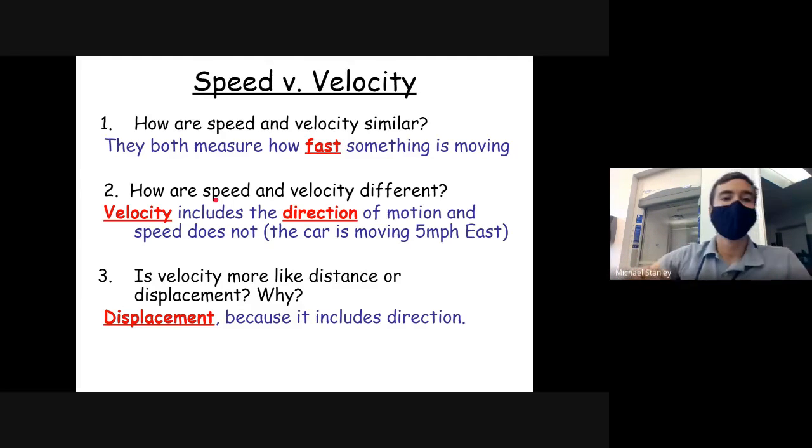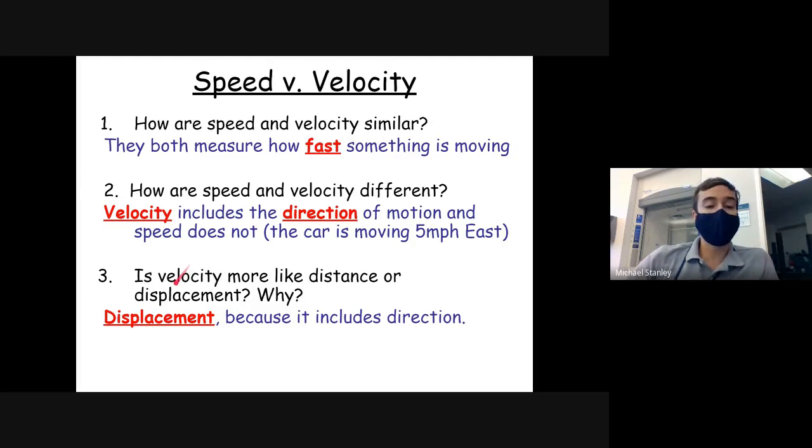All right. So speed and velocity always get people a little bit tripped up because when you first hear these terms, you've probably heard them used to mean kind of the same thing. And they are very similar. They both measure how fast something is moving. Again, the main difference between them is that velocity includes the direction of the motion. The car is moving 5 miles an hour to the east or to the north. So for velocity, you have to have that direction in there as well.